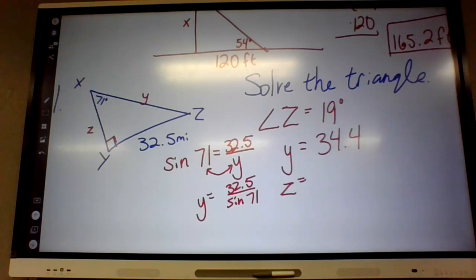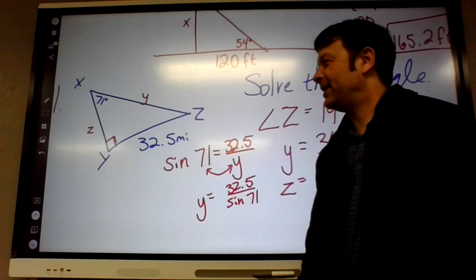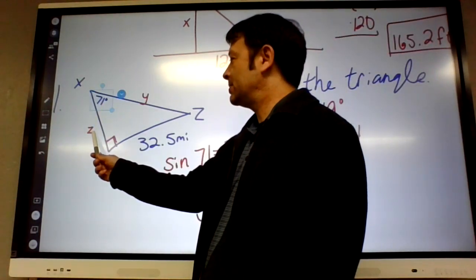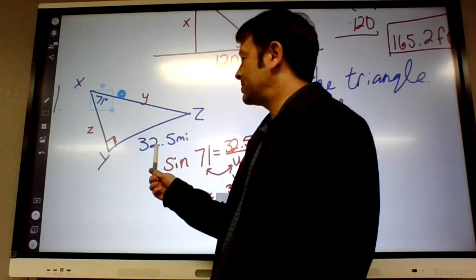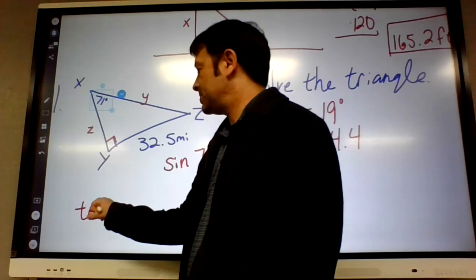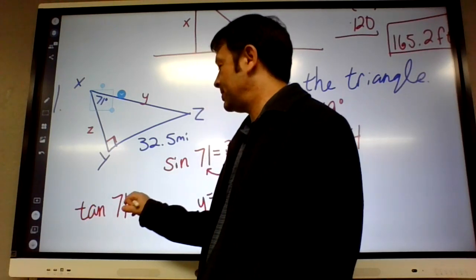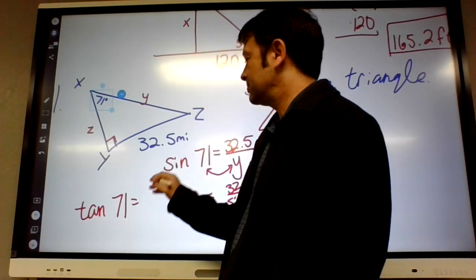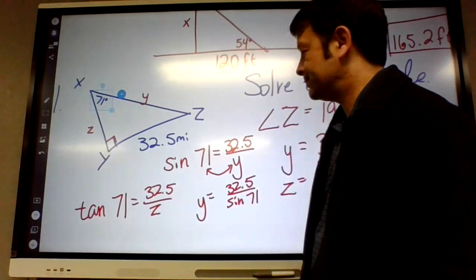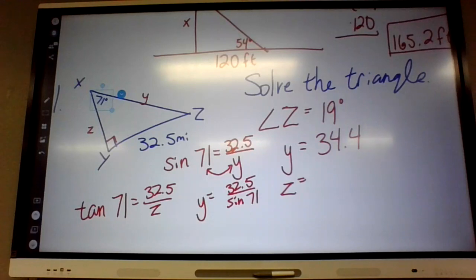All right. So how about Z though? So relative to 71, Z is the adjacent, opposite. Tangent of 71 equals opposite, 32.5 over X, and you have to switch them again. Right. You got it.